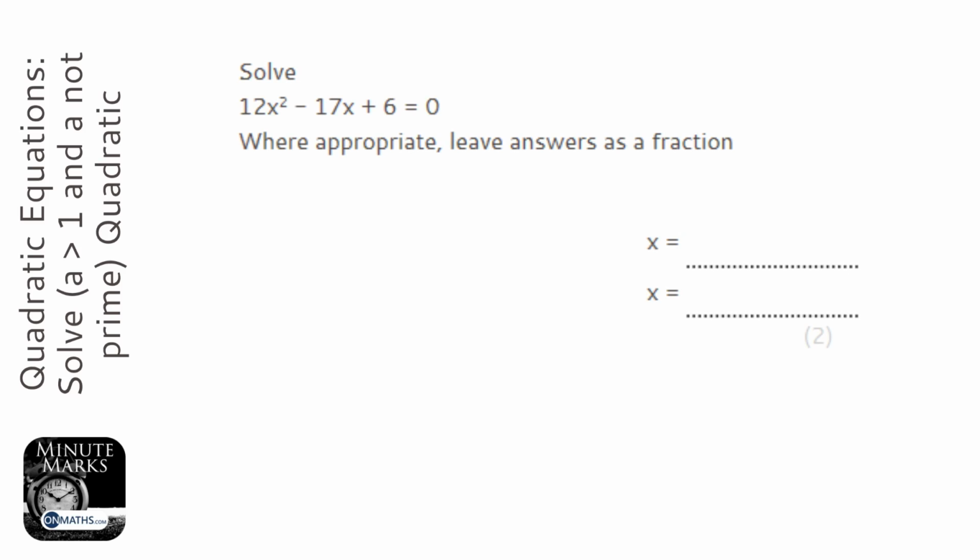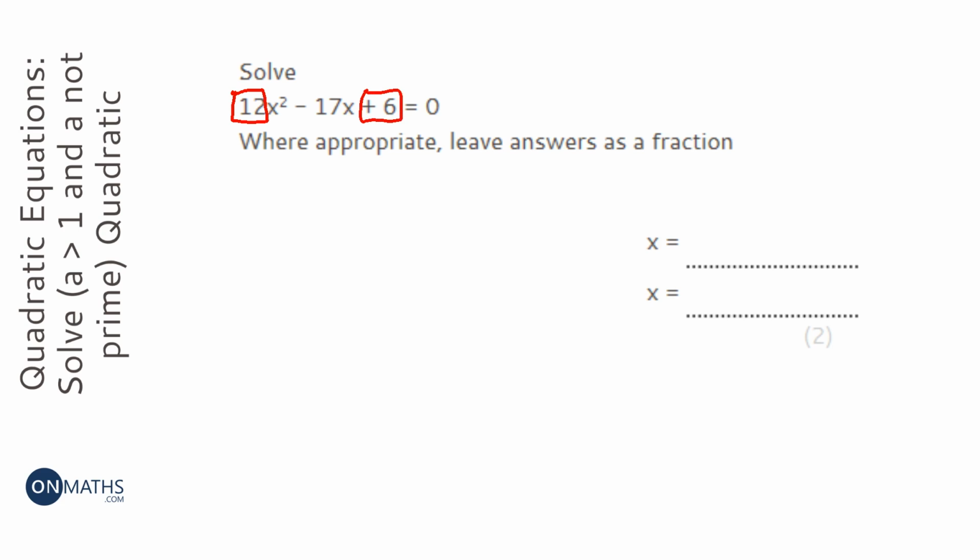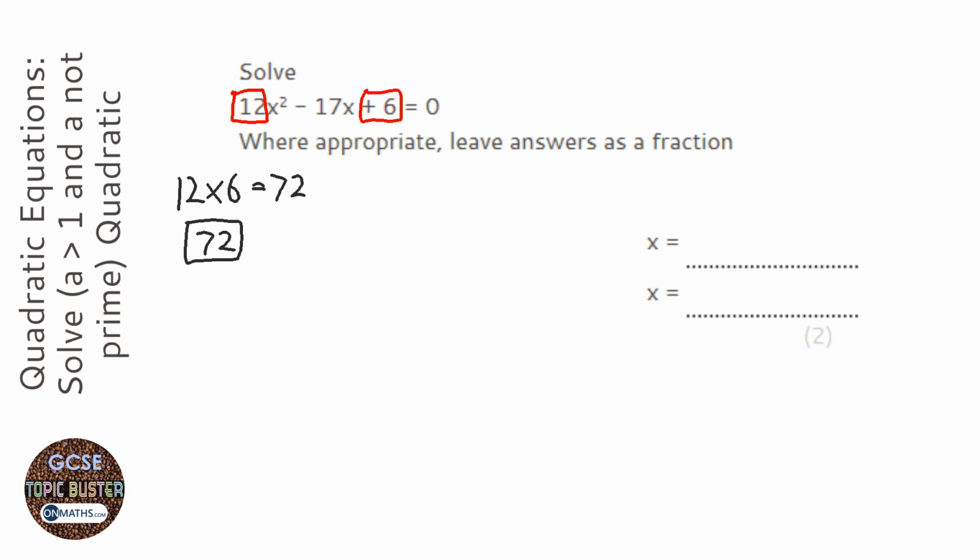Okay, so we're given a quadratic here to solve, so first of all we need to factorise it, since this probably is on the non-calculator question, so we can't use the quadratic formula. Okay, so the first thing I'm going to do is find the product of these two numbers. So I'm going to do 12 times 6, which is 72. So I need two numbers that multiply together to make 72 and add together to make minus 17.